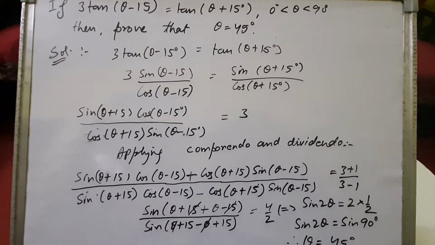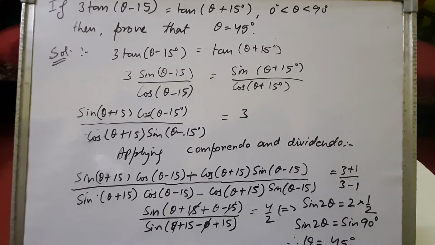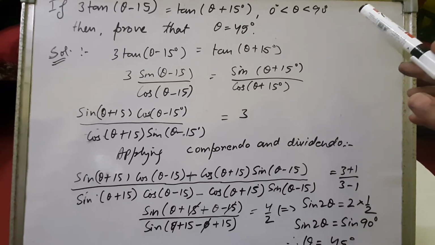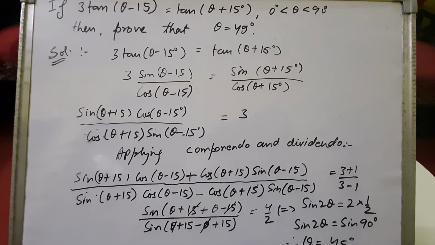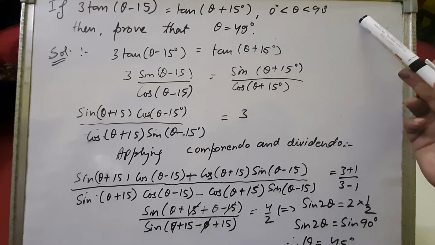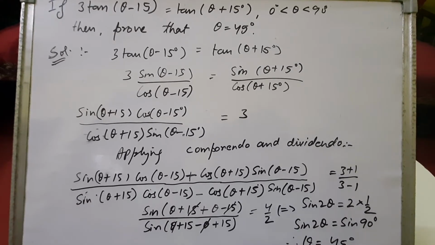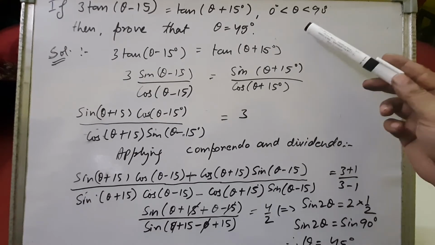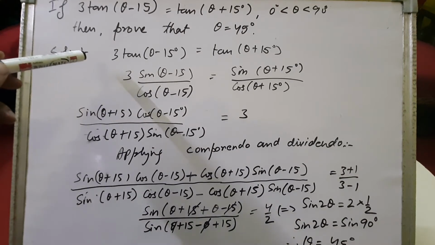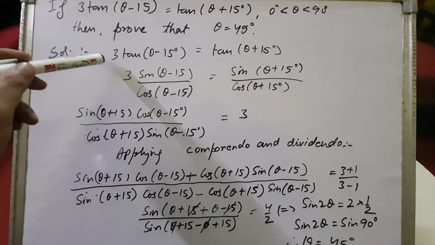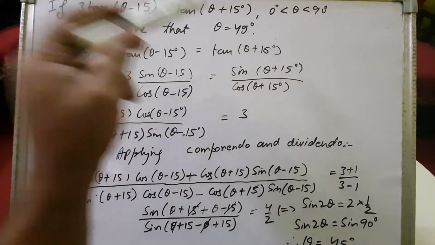Let's see another sum, children. In this sum, it is given that if 3 tan (theta minus 15) equals tan (theta plus 15) and the value of theta is in between 0 and 90 degree, the question is to prove that theta equals 45 degree. Right? You have to prove that theta equals 45 degree. Now let's see the solution, children. It is given 3 tan (theta minus 15) equals tan (theta plus 15).